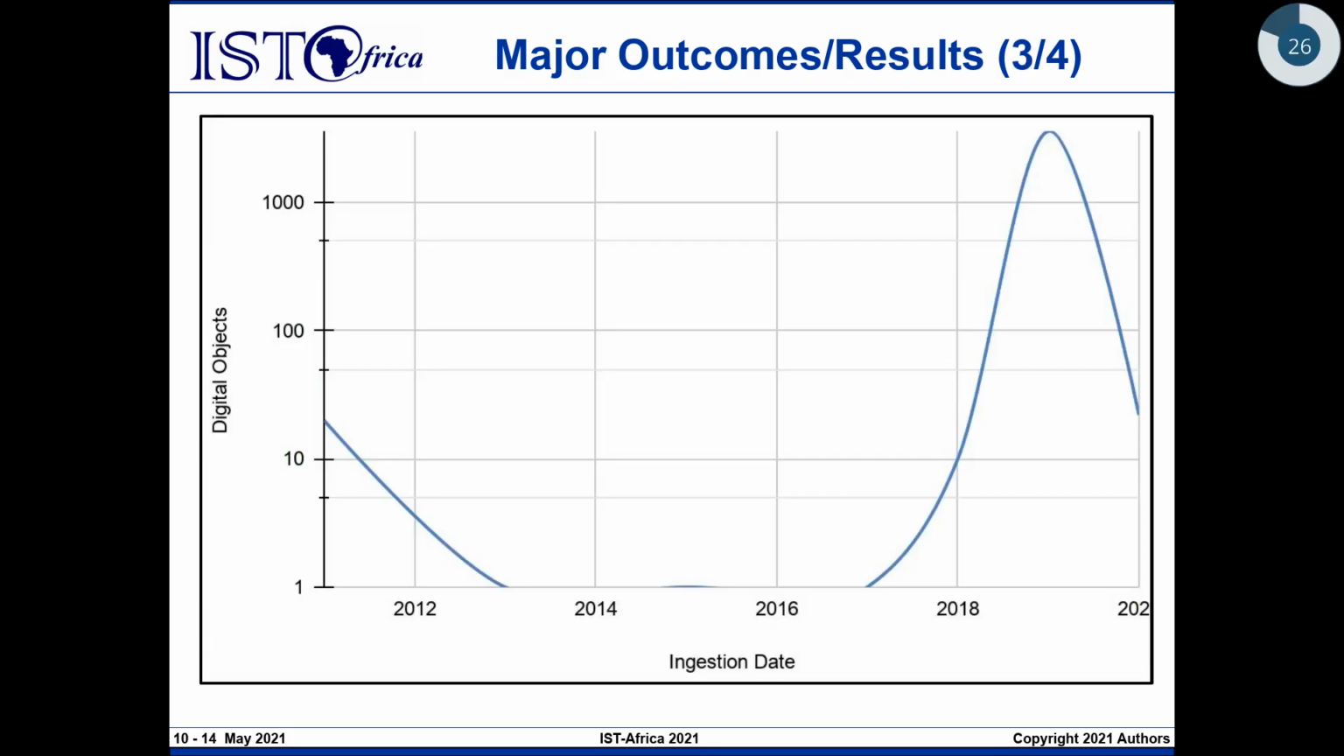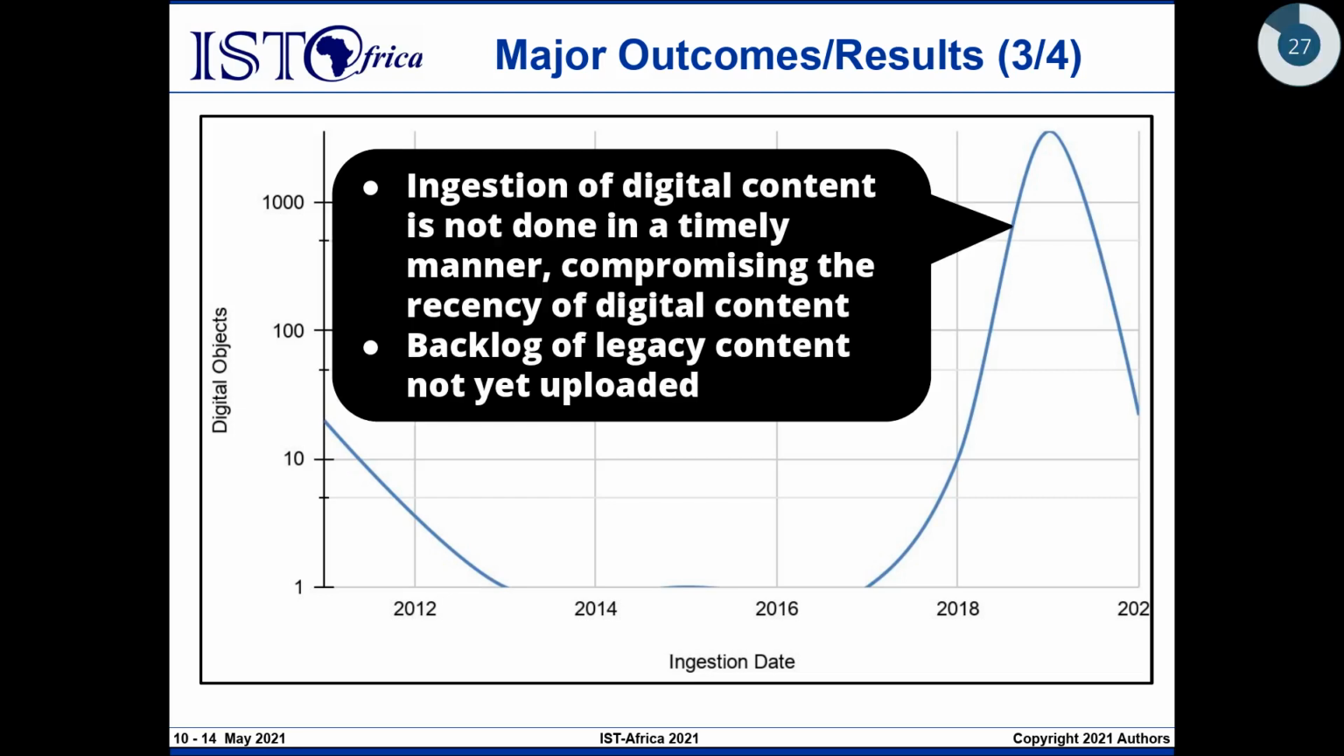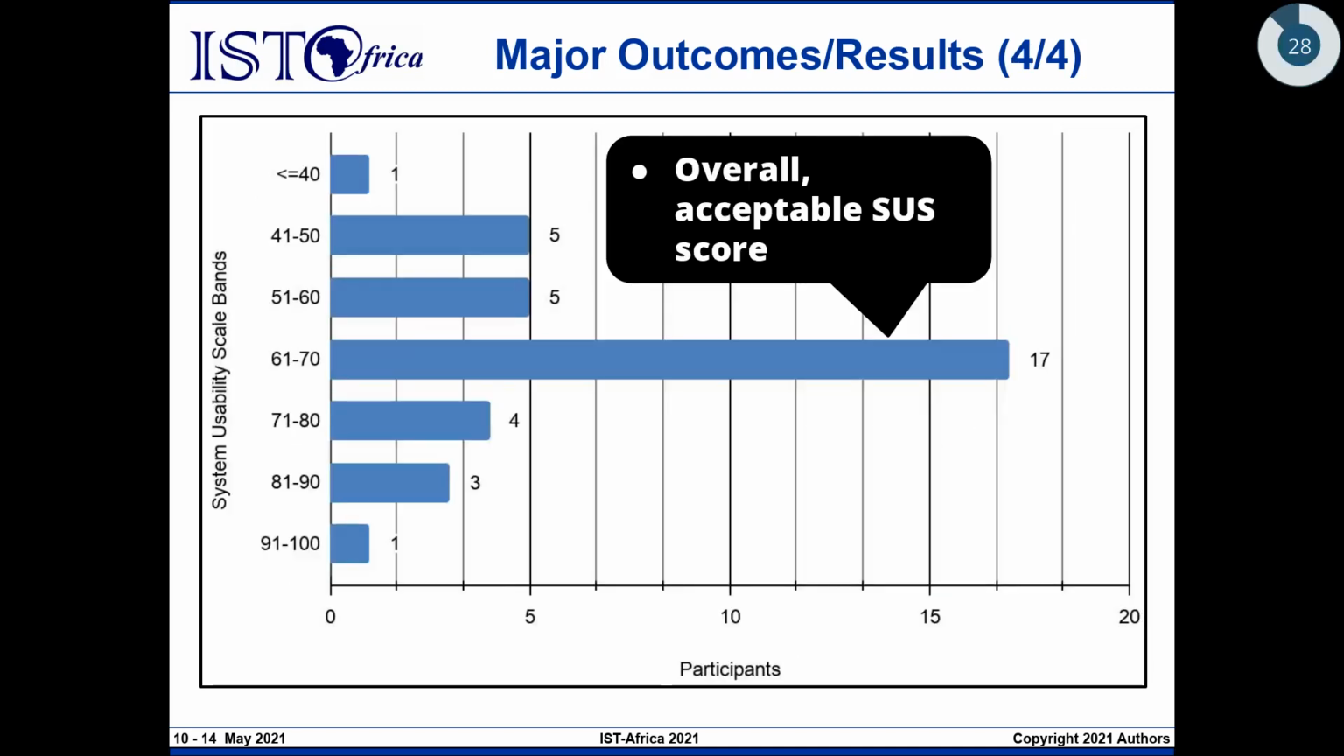And then in terms of the ingestion pattern, we see that there are a number of irregularities associated with when content is ingested into the repository. And this makes sense because there's a lean staff complement that is responsible for ingesting content into the repository. And also, as a result, we've noticed that there's a backlog of legacy content that hasn't yet been uploaded in the repository.